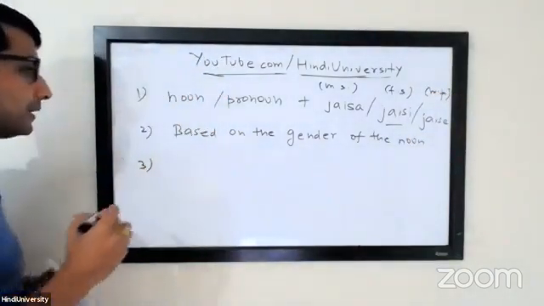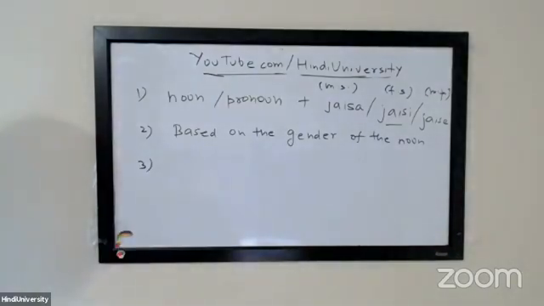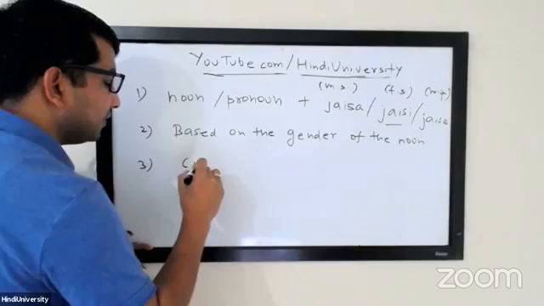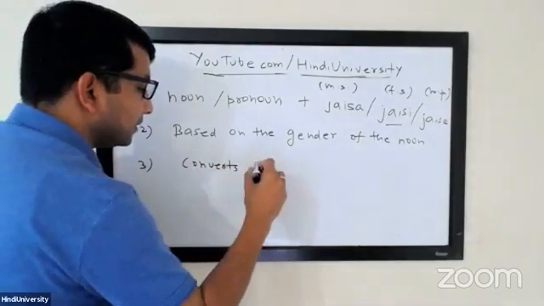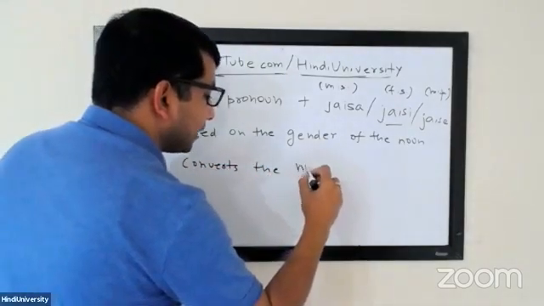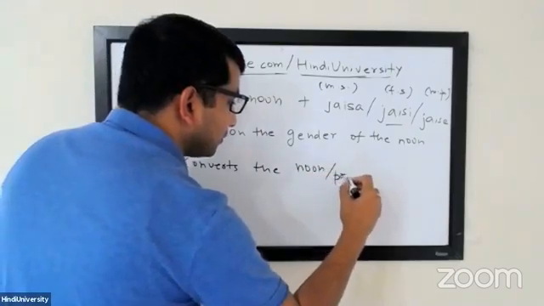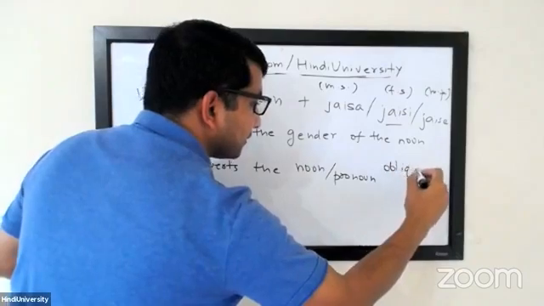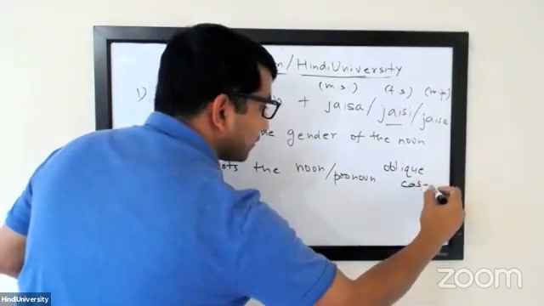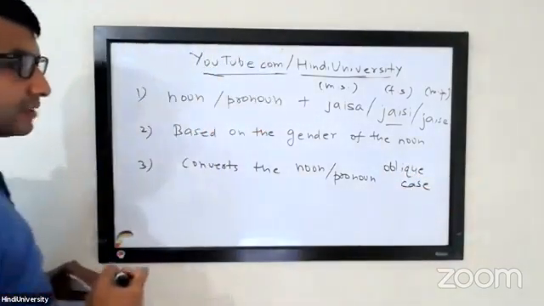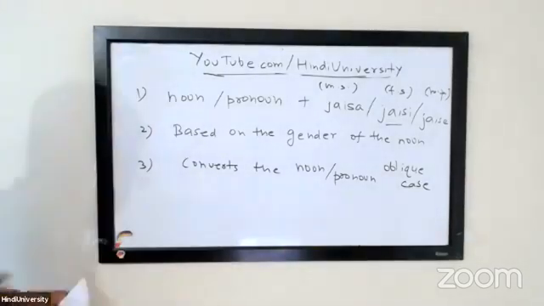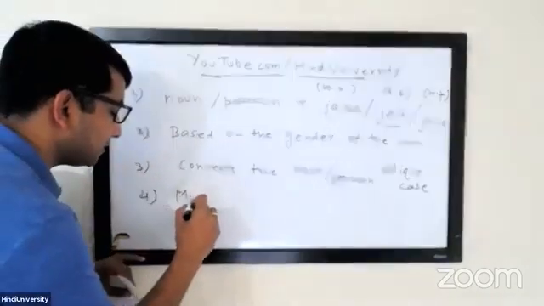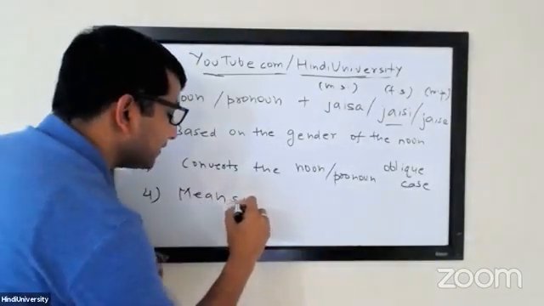The third thing you have to remember is that when you use jaisa, jaisi, and jaise, it converts the noun or pronoun into an oblique case. We'll cover that as well. What do we mean by that? What do you mean by oblique case? And the fourth thing is, it means like. It means like.